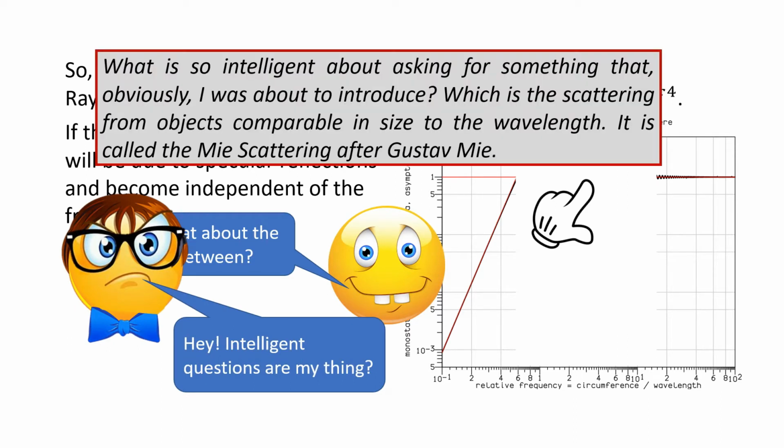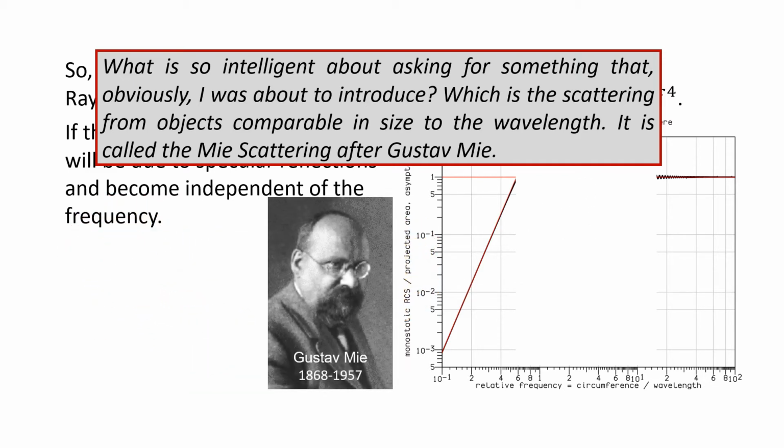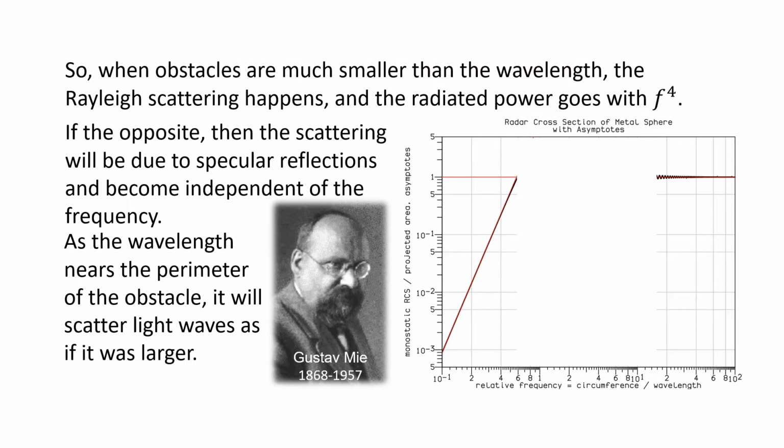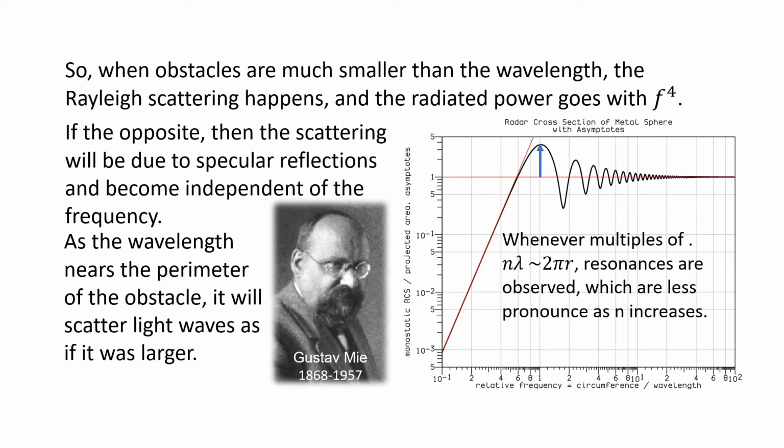What's so intelligent about asking for something that obviously I was about to introduce, which is the scattering from objects comparable in size to the wavelength? It is called the Mie scattering after Gustav Mie. As the wavelength nears the perimeter of the obstacle, it will scatter light waves as if it was larger. Whenever multiples of the wavelength come near the perimeter, resonances are observed, which are less pronounced as n increases.